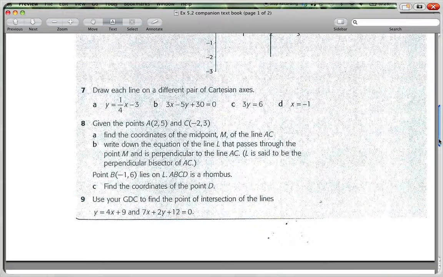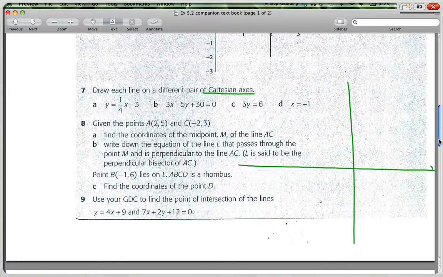Draw each line on a different pair of Cartesian axes. Well, I'm going to try and do it all on one, like that. So let's put a few points in here. You obviously will draw a much neater diagram than I'm going to draw here. Make sure you always label your axes, and make sure that these points here are for the same value. So if this is 0 to 1, then that same length corresponds to the same amount on the axes.